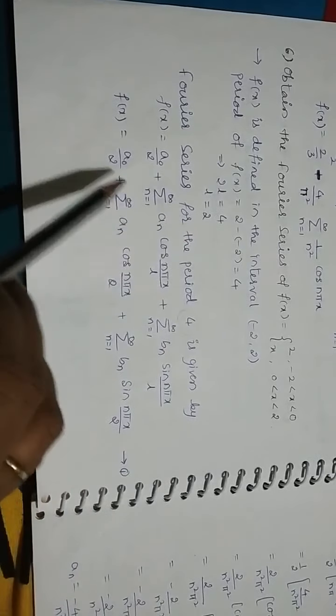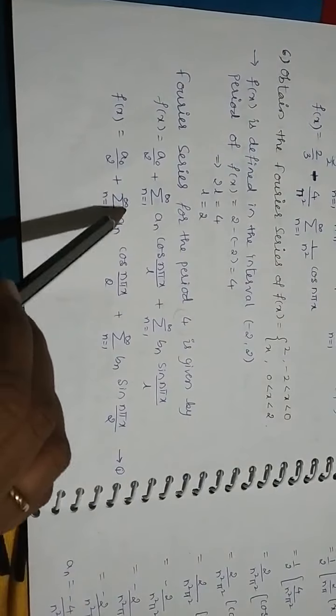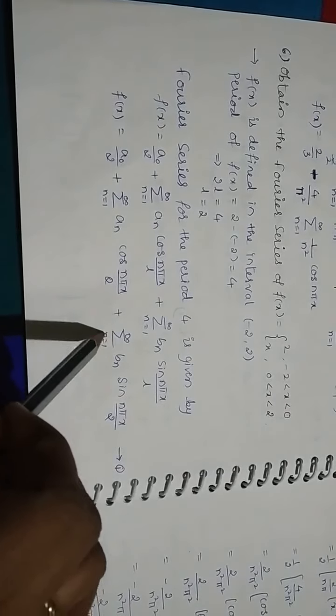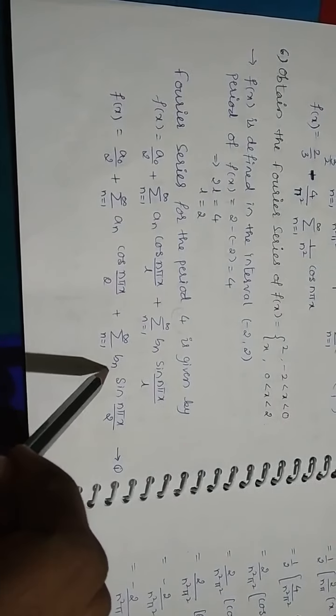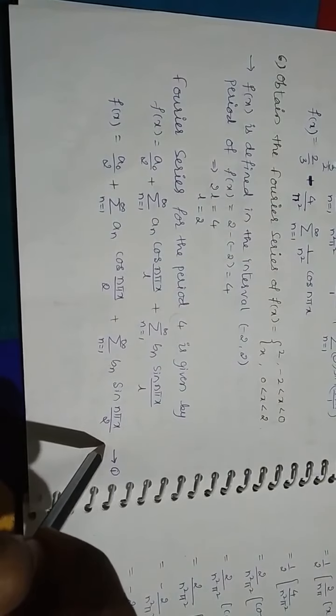Next we know that L equals 2. Substituting here, f of x equals a0 by 2 plus summation n equals 1 to infinity an cos n pi x upon 2 plus summation n equals 1 to infinity bn sin n pi x upon 2. Let us take it as equation 1.